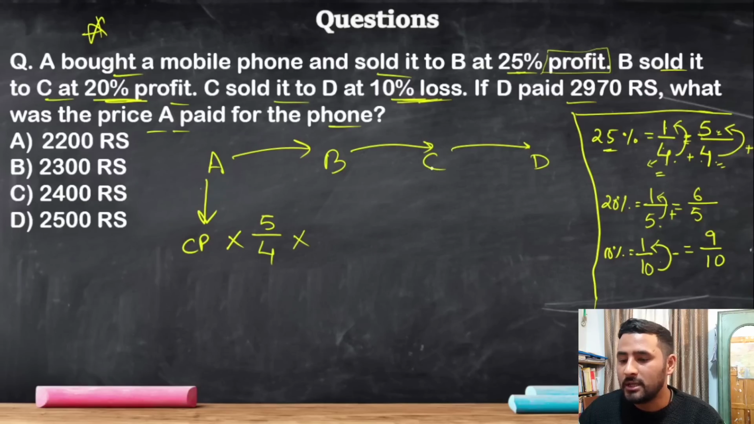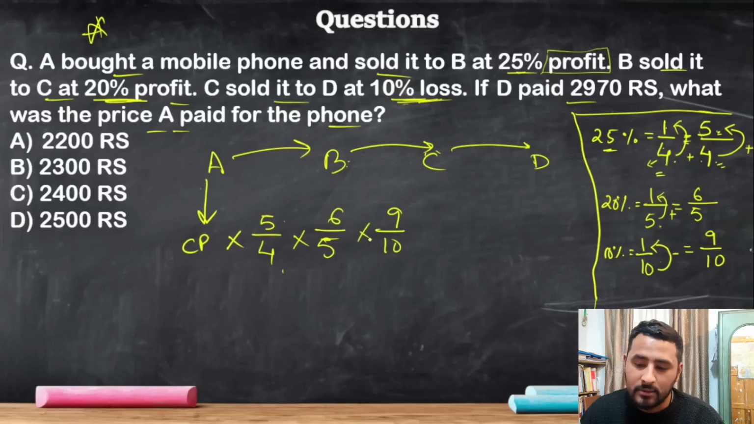A sold it to B at 5 by 4. Then B sold it to C at 6 by 5. And then C sold it to D at 10% loss, that is 9 by 10. And the final price that D paid, this whole thing will be equal to, because D has paid, 2970.